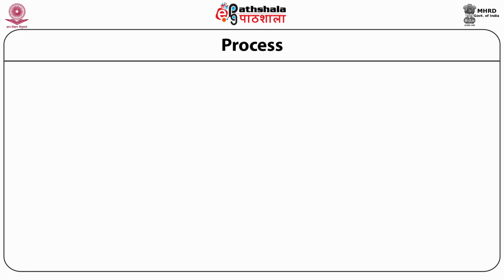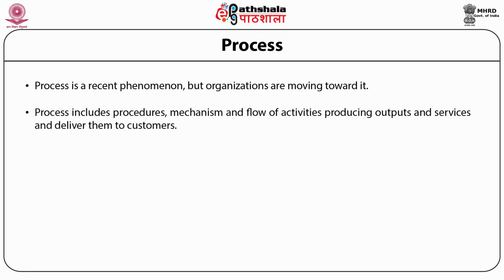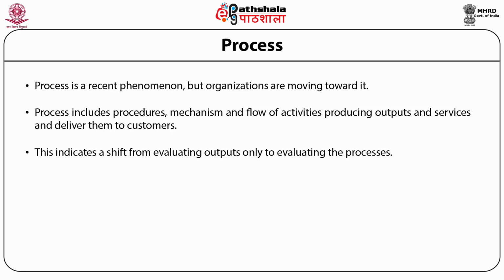Process is the next important element in the 7P's model. Process is a recent phenomenon, but organizations are now slowly moving toward it. Process includes procedures, mechanisms, and the flow of activities, which produce outputs and services and deliver them to the customers. Process indicates a shift from evaluating outputs only to evaluating the processes.